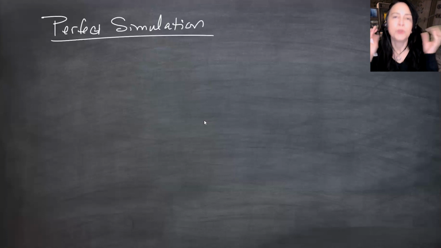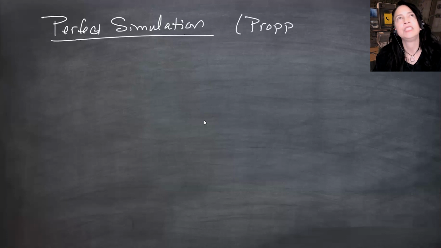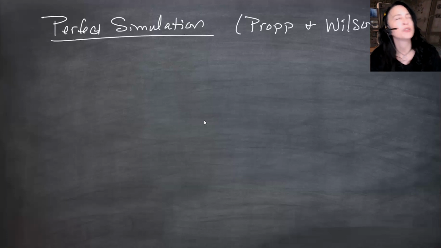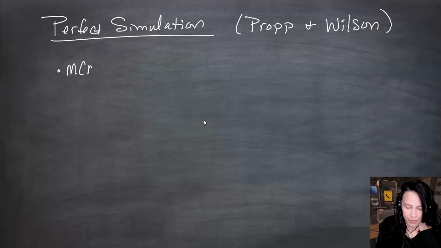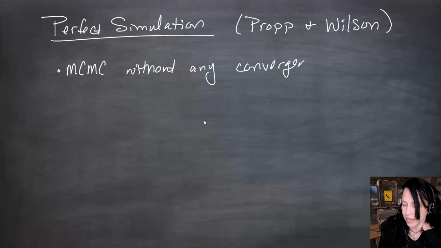This is a really cool idea that was first proposed by two guys named Propp and Wilson, James Propp and David Wilson. They were both at MIT at the time. Wilson was Propp's grad student. So this is MC without any convergence error. And if you want to sign off, sign off. I won't be insulted. This is just for fun. You won't be tested on this.